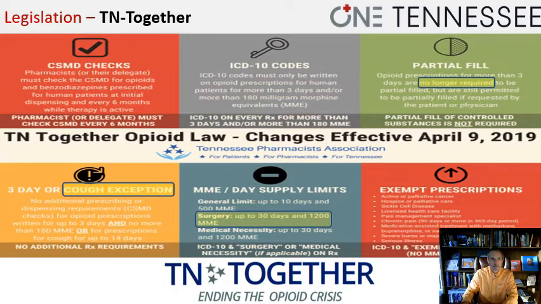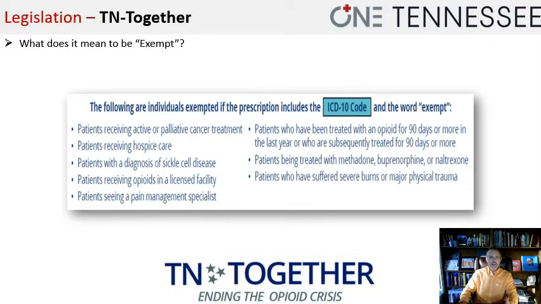So what exactly does it mean to be exempt? The following individuals and their prescriptions for an opioid pain treatment are exempt if the prescription includes the ICD-10 code and the word exempt if they fall into one of these categories. Patients receiving active or palliative care cancer treatment, patients receiving hospice care, patients with a diagnosis of sickle cell disease, patients receiving opioid in a licensed facility, so this would be a hospital type setting. Patients seeing a pain management specialist.